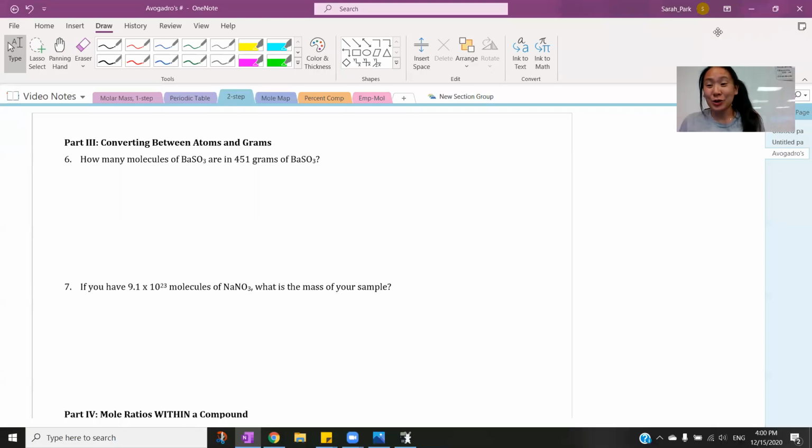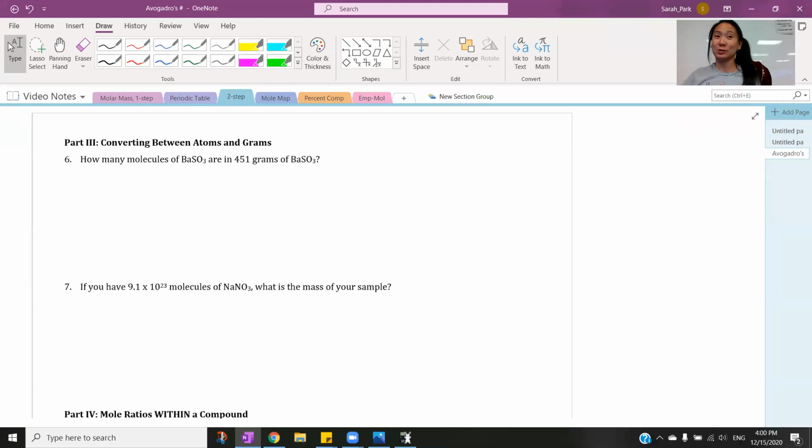Okay, so let's learn how to now do two-step conversions, which we have learned before last semester, but now we're going to do them with compounds. So here we go. It says how many molecules of barium sulfite are in 451 grams of barium sulfite. So let's label everything. This is what we want. This is what we're looking for.